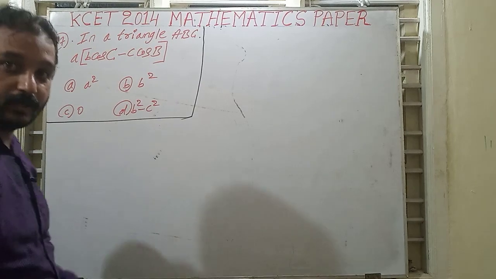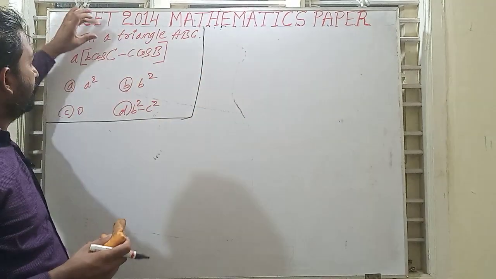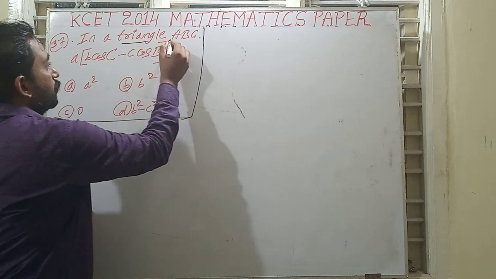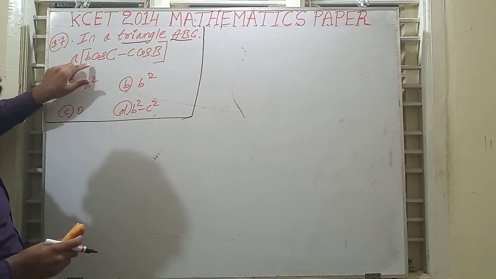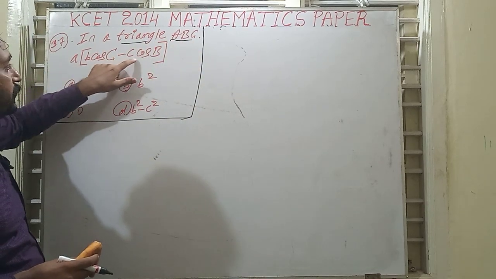So now let us move on to the next question. Question number 37. In a triangle ABC, okay. So we have to find out a into cos C minus c into cos B.